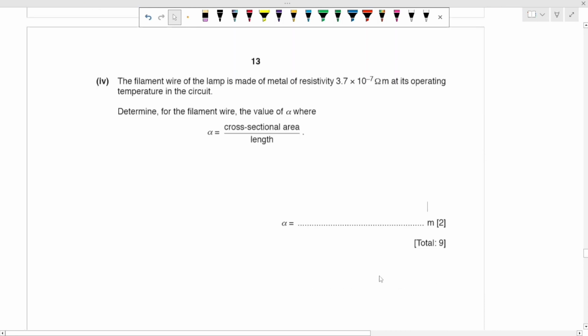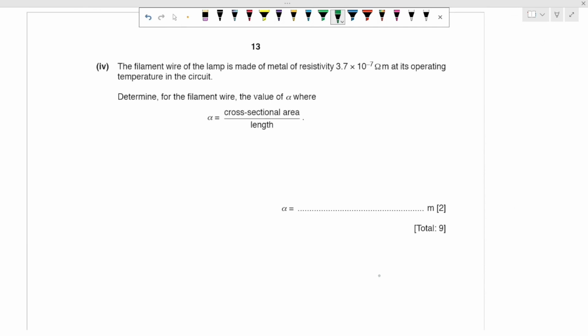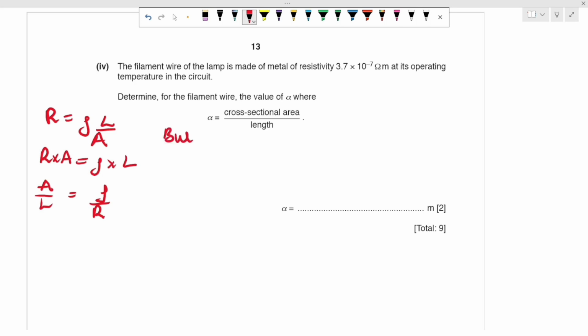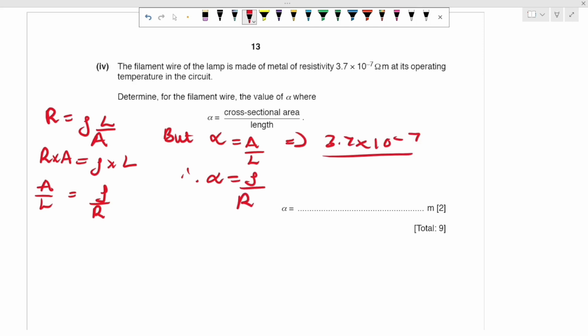The filament lamp is made up of metal of resistivity 3.7 times 10 to the power of negative 7. Determine for the filament lamp the value of lambda, where lambda is the cross-sectional area divided by the length. So what do you know? You know that R is equal to rho L divided by A. So R times A will be equal to rho times L. So A over L will be equal to rho over R. But lambda is actually equal to A over L. Therefore, my value of lambda is just my resistivity divided by my resistance. My resistivity is 3.7 times 10 to the power of negative 7, and my resistance is 6.0. So I'm going to get an answer of 6.16666 times 10 to the power of negative 8.